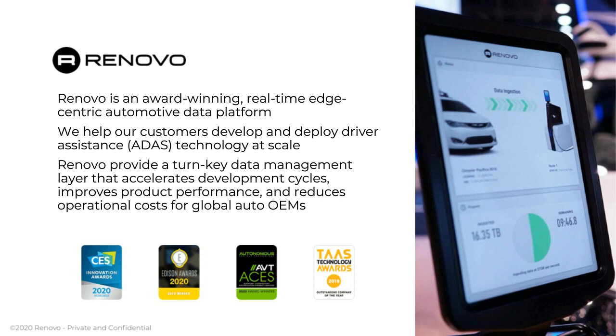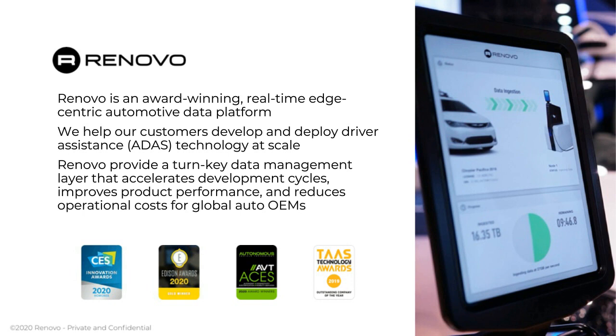So a little bit about Renovo, for those of you that don't know, we build an edge-centric data management platform. So primarily what our company does is help our customers to develop and deploy ADAS or advanced driver assistance systems at scale by helping them to manage all of their data. We provide a turnkey solution that helps to accelerate the development cycles, helps to push through the validation cycles, goes all the way into production, and ultimately reduces operational costs. So that's what we do.